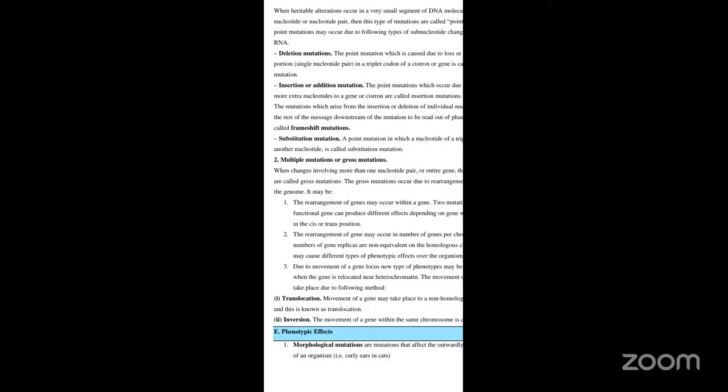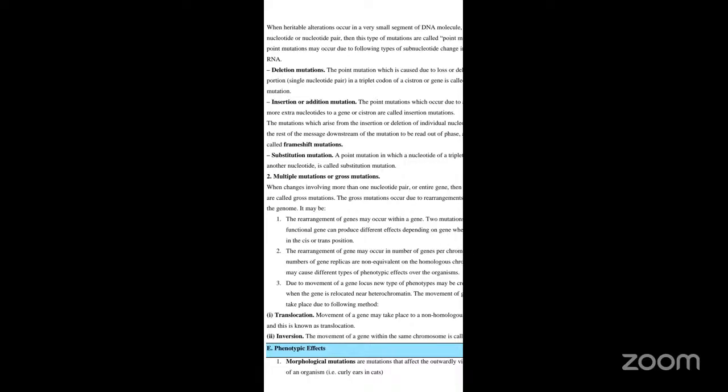So based on the size, there are two different types of mutation. One is called point mutation, and the other is called the gross mutation. The point mutation involves a very small fragment of the DNA or the RNA, and it occurs either due to deletion, insertion, or substitution. Deletion is loss, insertion is when you are adding, and substitution is when a nucleotide of a triplet codon is replaced by another nucleotide.